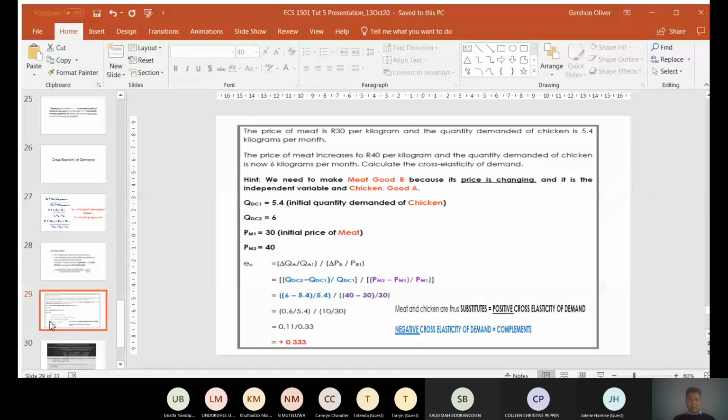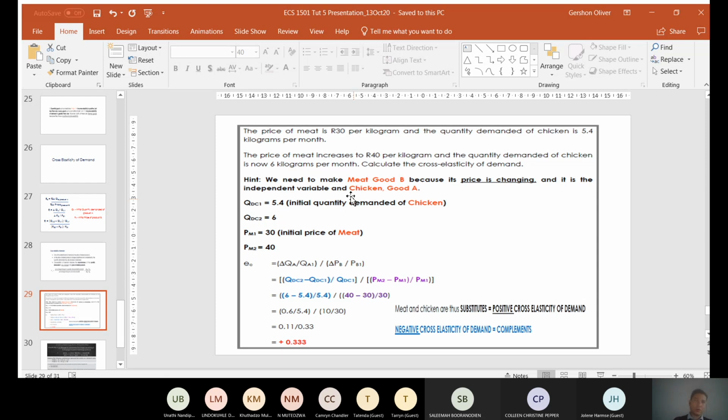In that example over there, we have the price of meat. The price of meat is 30 Rand per kilogram, and the quantity demanded of chicken is 5.4 kilograms per month. The price of meat increases to 40 Rand per kilogram, and the quantity demanded of chicken is now 6 kilograms per month. Can you see, the price of one product changed, and the quantity demanded of the other product changed as well because of that price change?